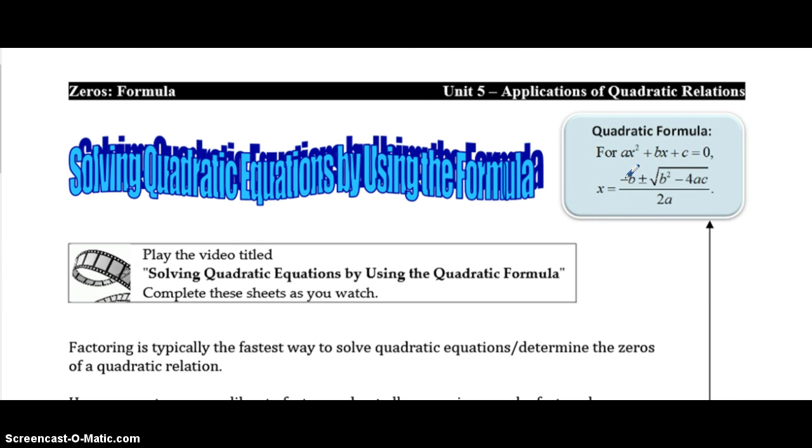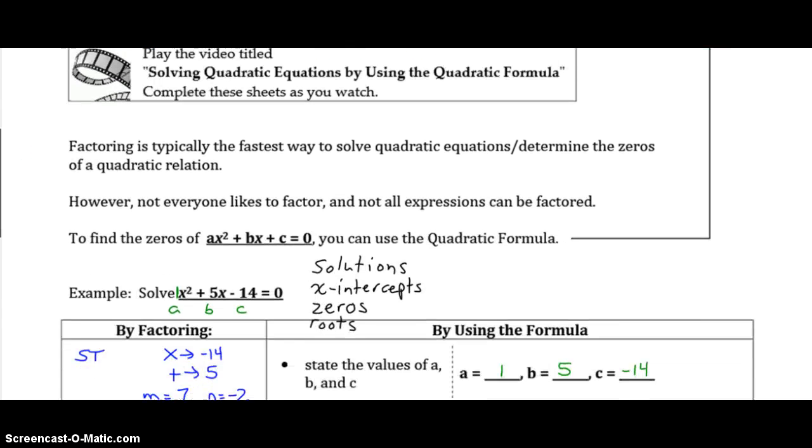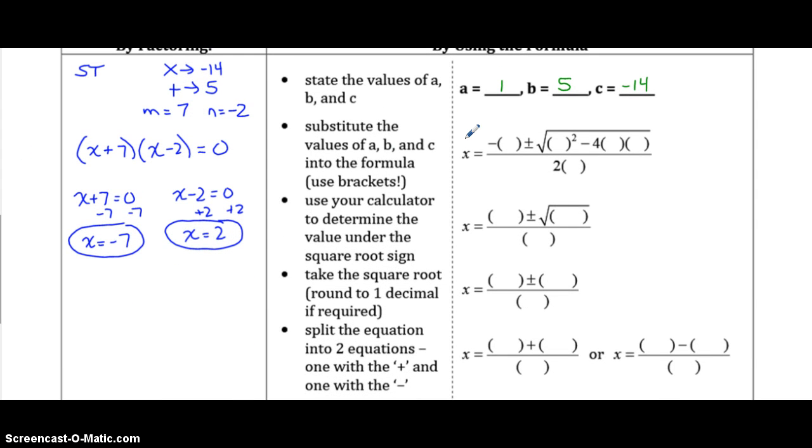So the formula is negative b plus or minus, because remember, from the previous day, we're taking the square root. So whenever you take the square root, you need the positive value and a negative value. Under the square root sign is b squared minus 4ac, and it's all over 2a. So the negative in the formula is part of the formula, not part of the b. So you're going to substitute in 5 for the b.